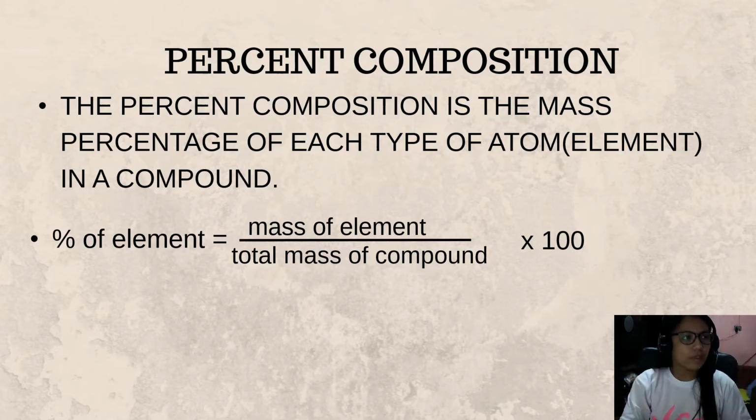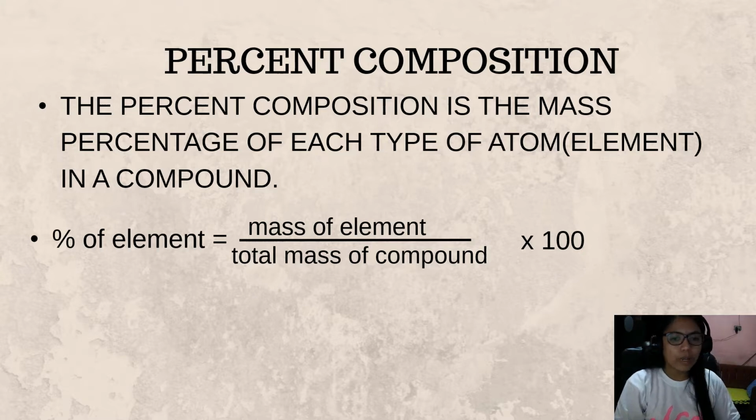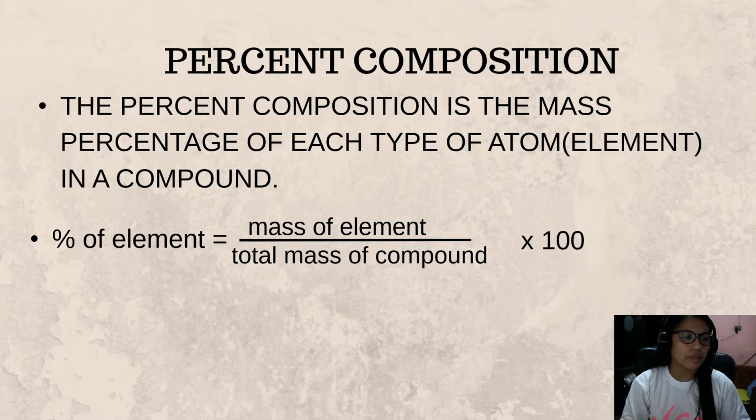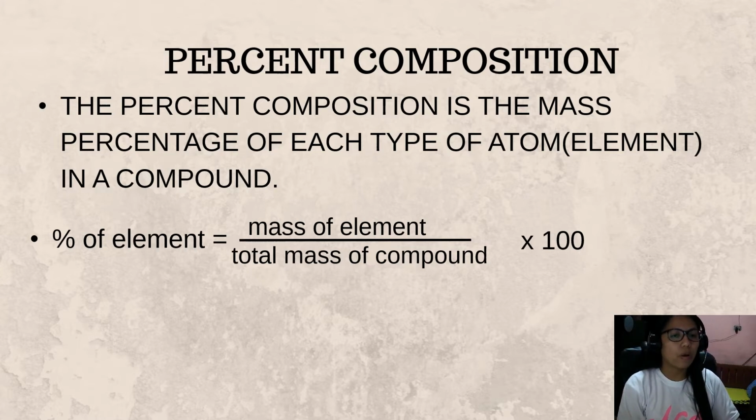Alright. So, grade 9, ito yung formula sa paghahanap in finding or computing or calculating the percentage composition of an element. So, percentage of element is equal to the mass of element divided by total mass of compound multiplied by 100. So, remember this formula. Again, this is the formula for computing the percentage composition. Percentage of element is equal to mass of element divided by total mass of compound multiplied by 100.